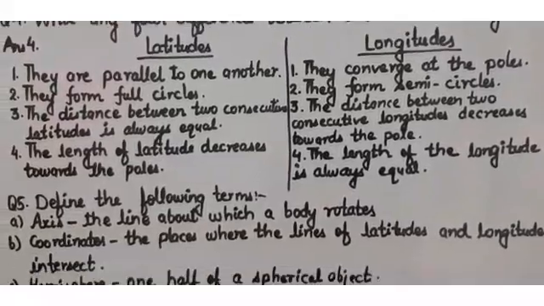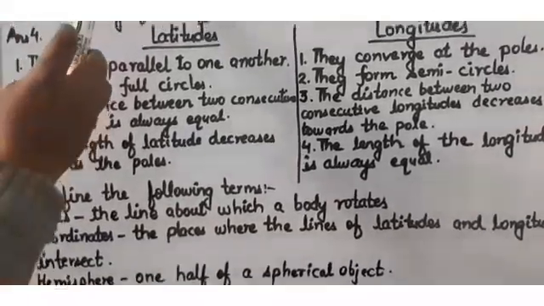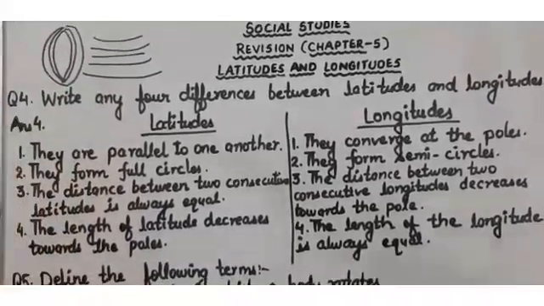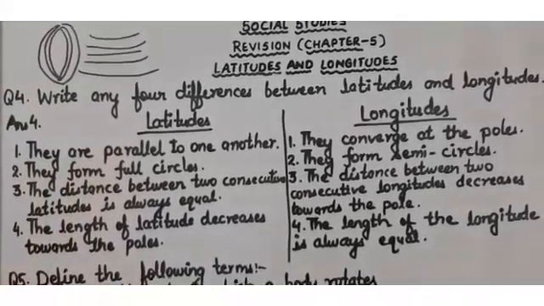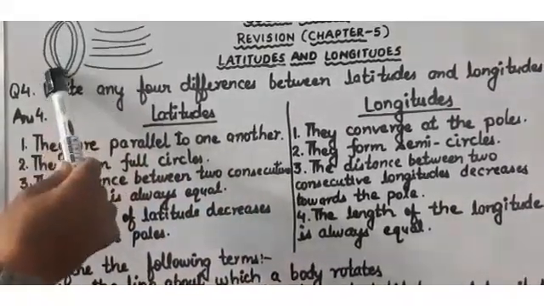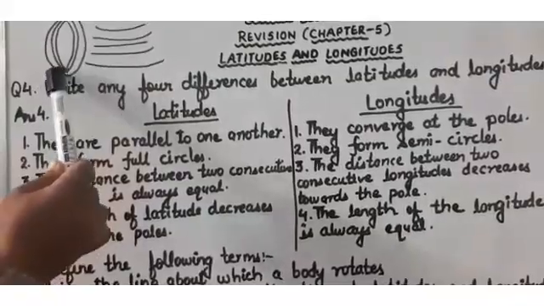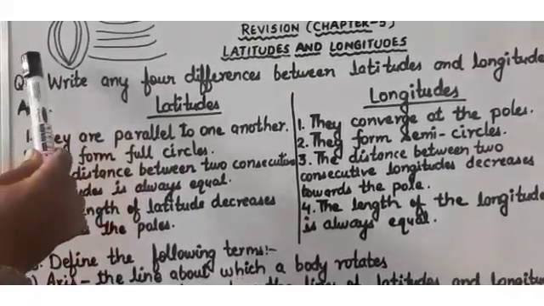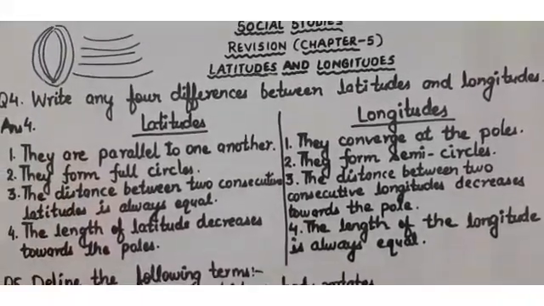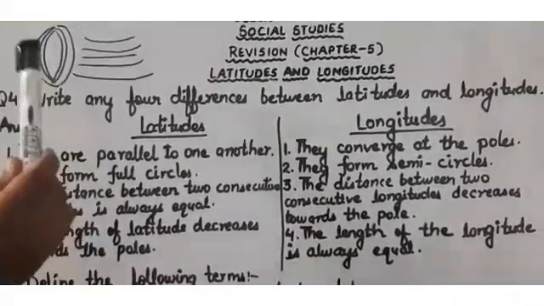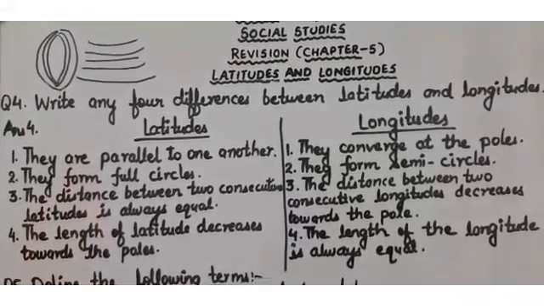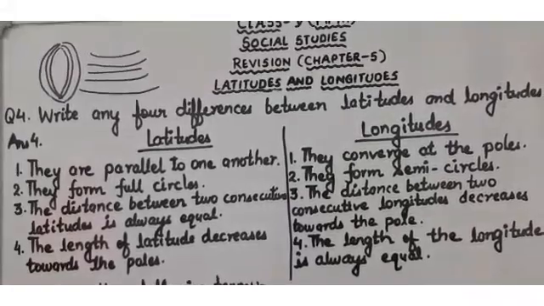Fourth is the length of latitude decreases towards the pole. Now if you see the length of latitude, when it goes towards the pole, the length keeps on decreasing. But in longitude, the length of longitude is always equal. Only the distance between the longitudes decreases towards the pole. But the length of latitude decreases towards the pole, while the distance between the two consecutive latitudes is always equal. So these are the differences between latitudes and longitudes.